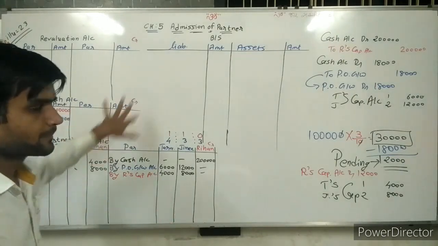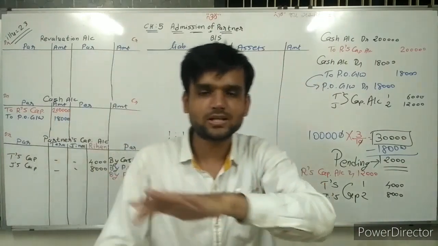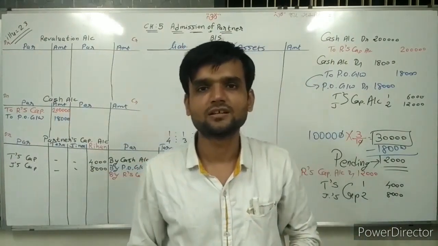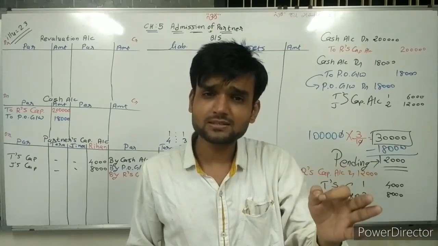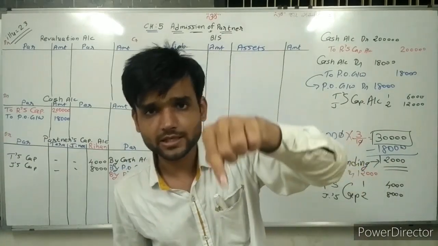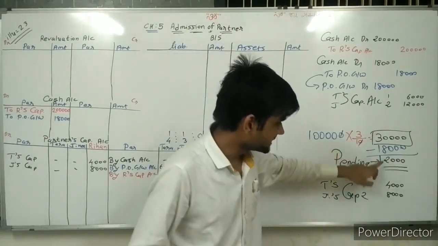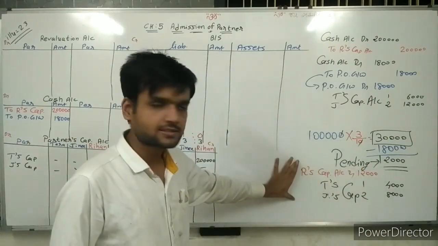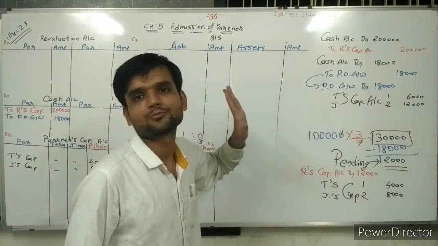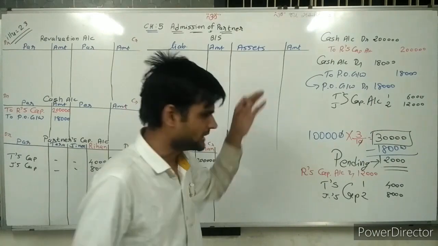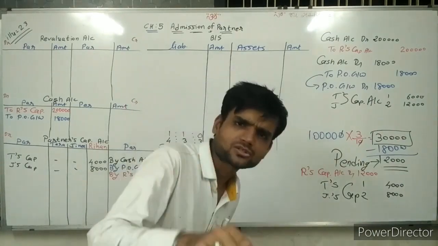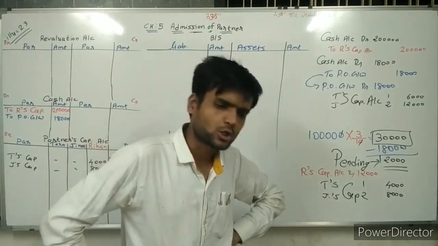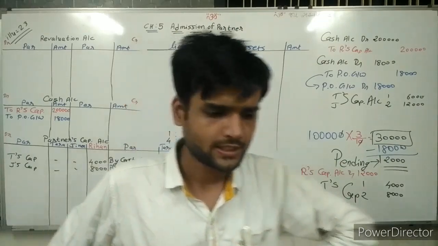So in this way, three adjustments are clear. Any difference is adjusted against the capital account. So here, the difference is adjusted against the capital account. So this is the new topic in this question. Don't worry.